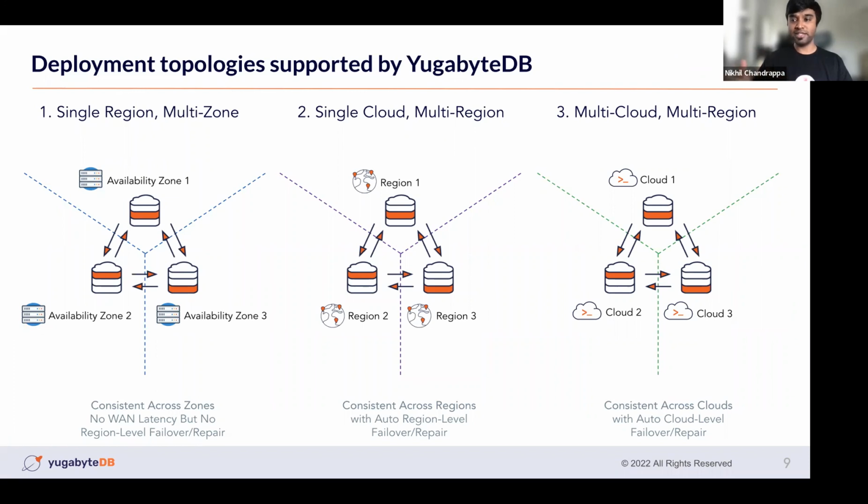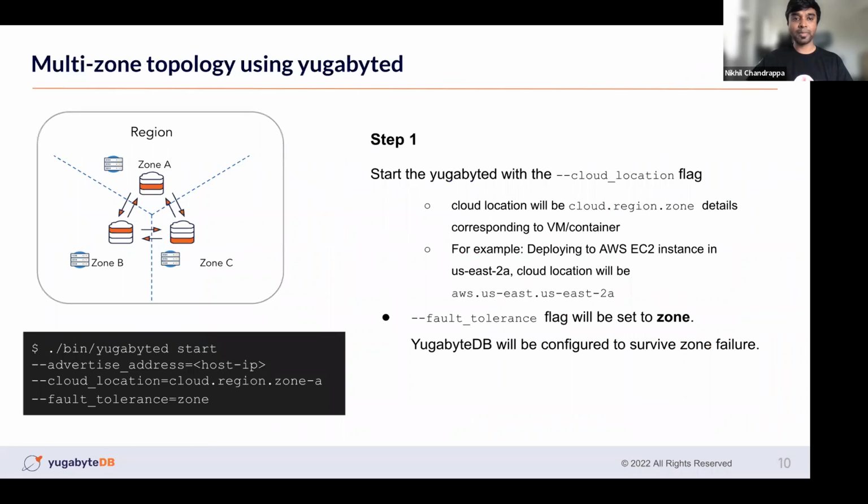Like a single region, multi-zone, single cloud, multi-region, and multi-cloud, multi-region. In today's demo, we are going to see how you can use yugabyted for the first two deployment topologies we have, the multi-zone and the multi-region topology.